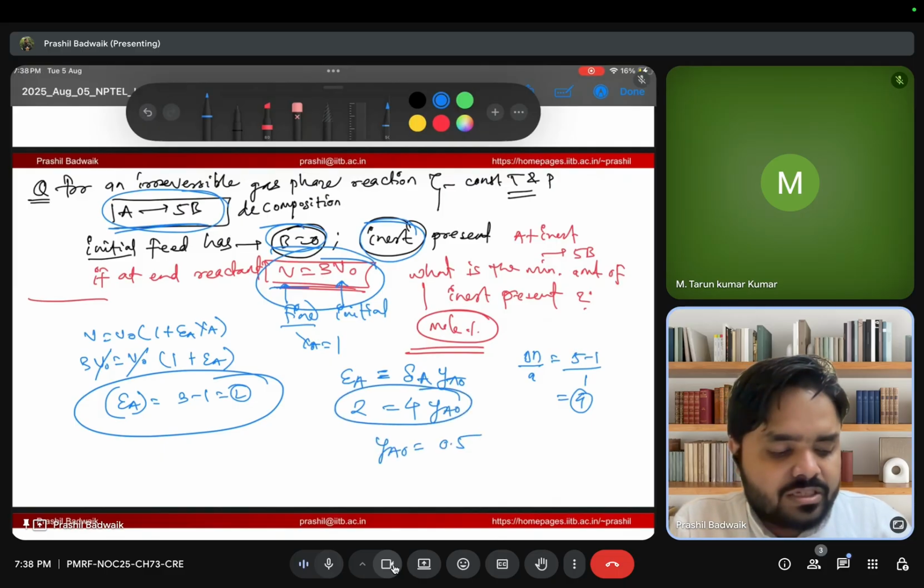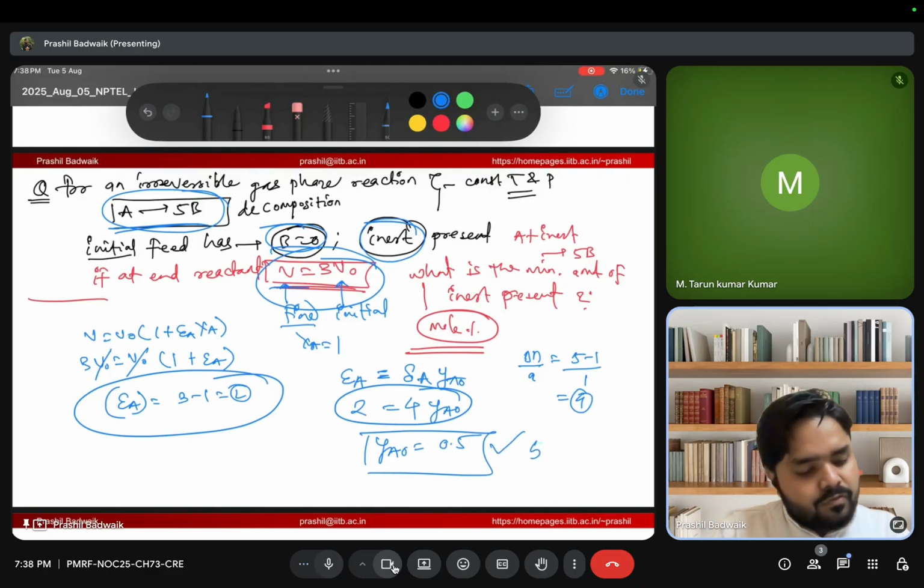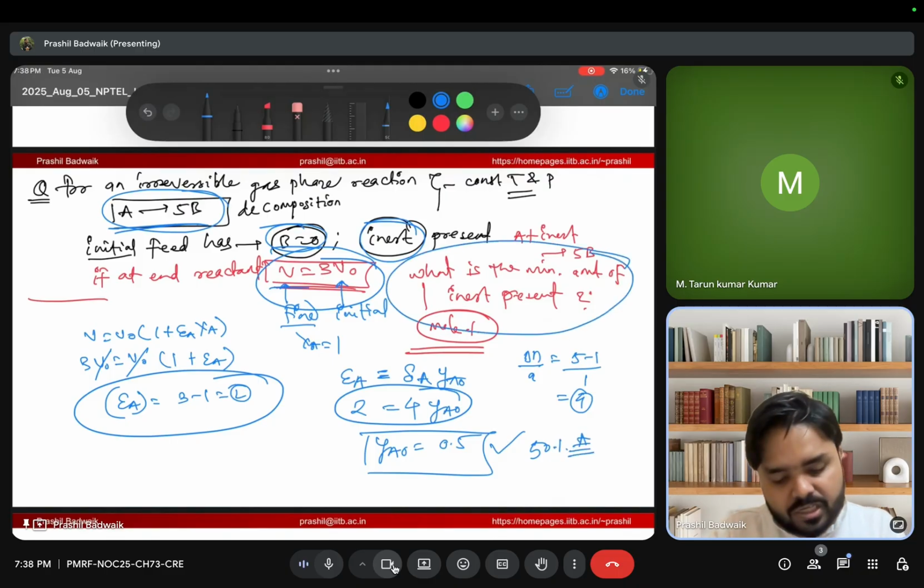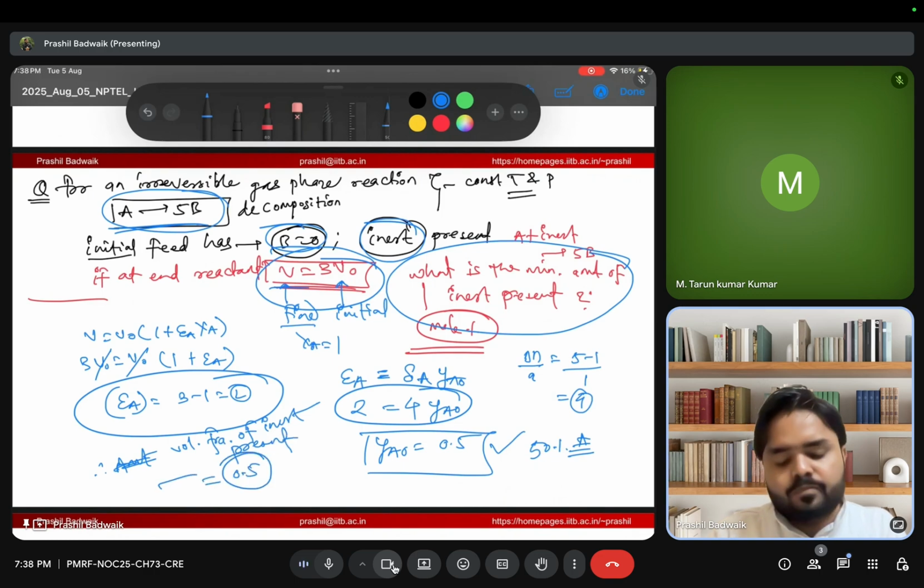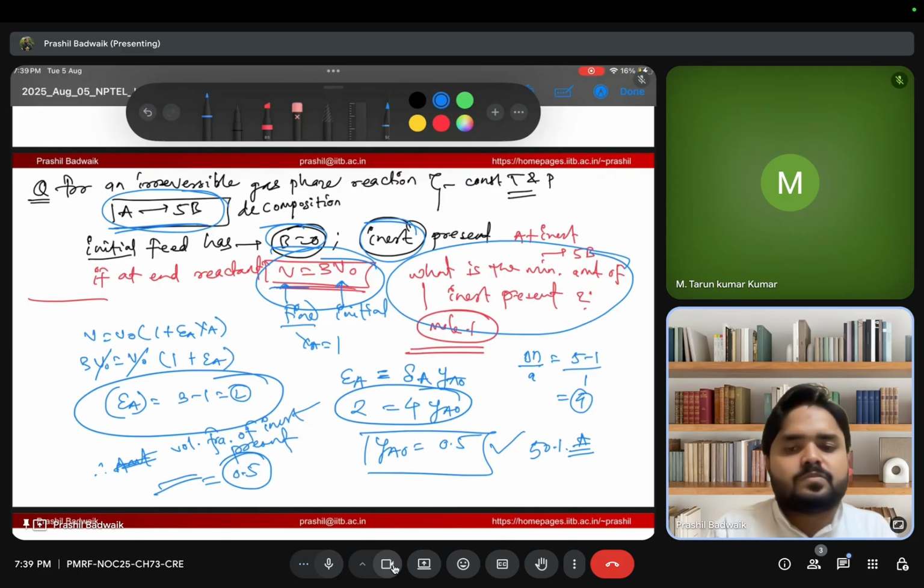That means at the start I had 50% of A. So the minimum amount of inert present is 50%. Therefore the mole fraction of inert present is 0.5. So this is the solution of the question.